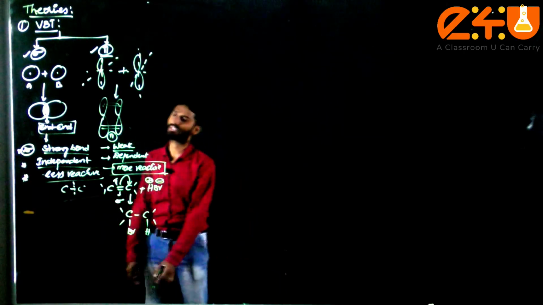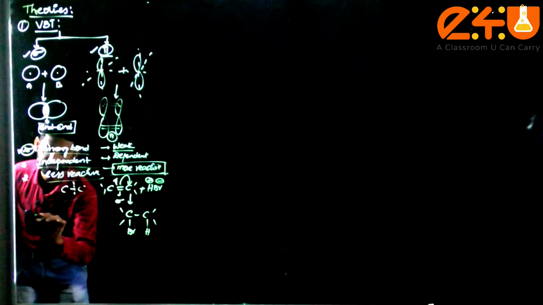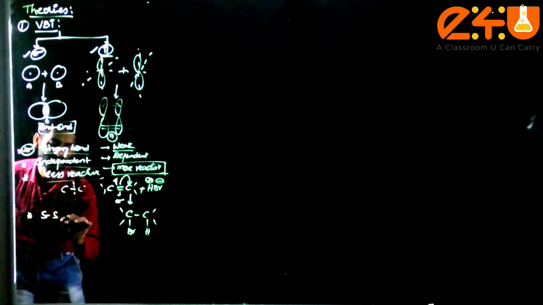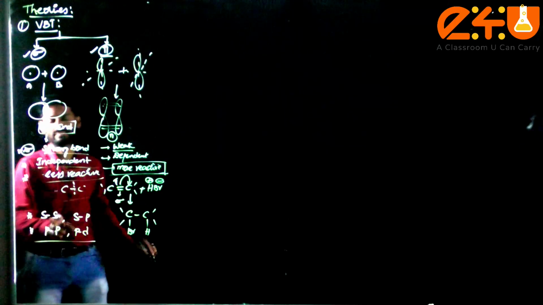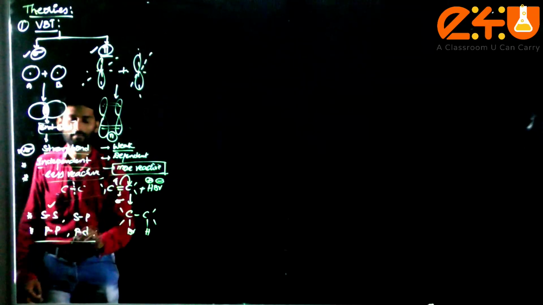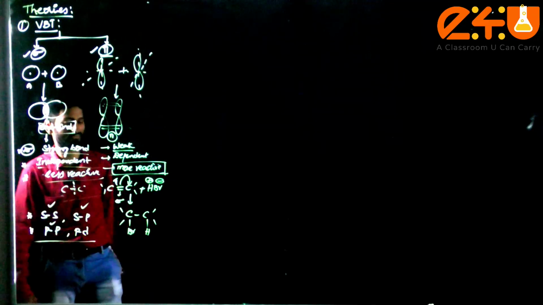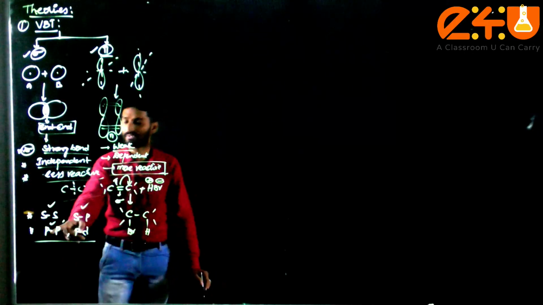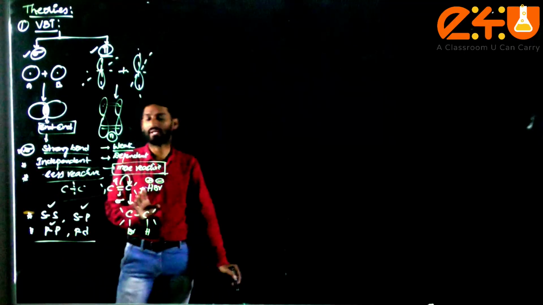more reactive in nature. Next one here, some overlappings are there. Now SS overlapping is there, SP overlapping is there, PP overlapping, and PD overlappings are there. SS overlapping, generally sigma bond, what is the overlapping will take place here? SS overlapping, SP overlapping, and PP overlapping will take place. Generally pi bond, even in PP overlapping, pi bond also will be forming.